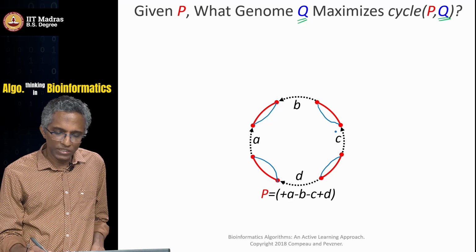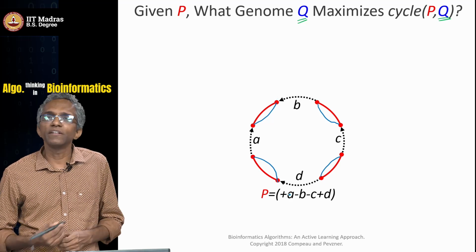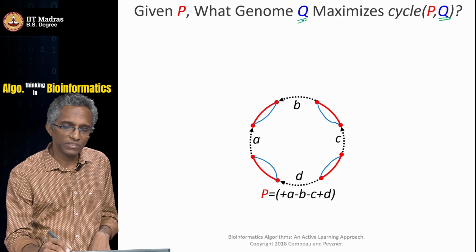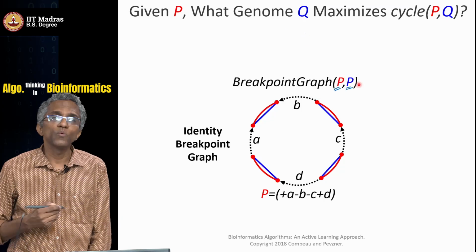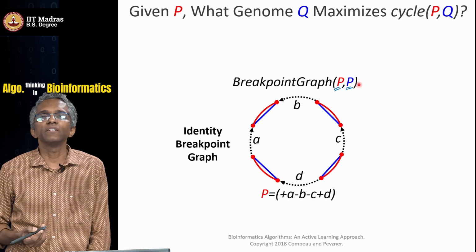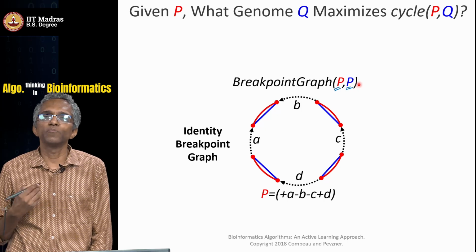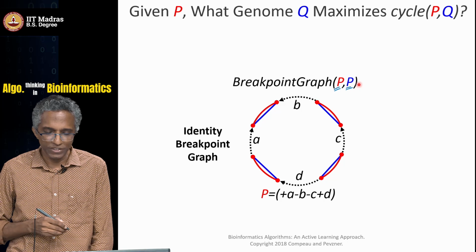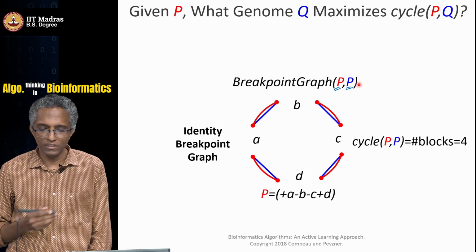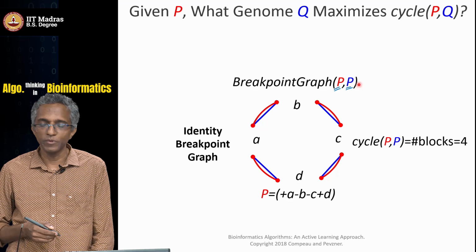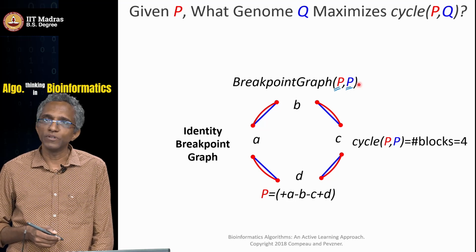But these blue edges that I have drawn are exactly identical to the red edges. So the Q that maximizes cycle of P comma Q is actually going to be P itself. So the maximum number of cycles will happen when Q is set equal to P, and it will be equal to the number of blocks in either of these permutations. The number of blocks here is the number of red edges or the number of blue edges, that is 4, and so that is the maximum that we can get in terms of the number of cycles.